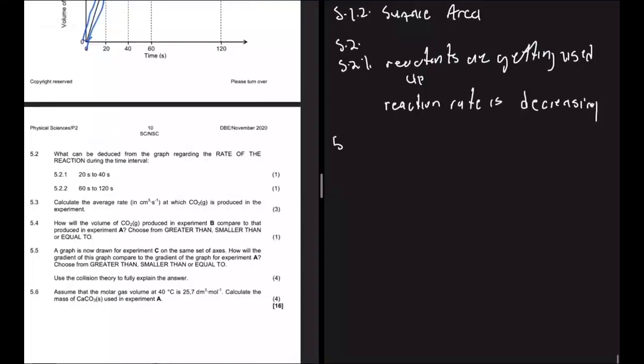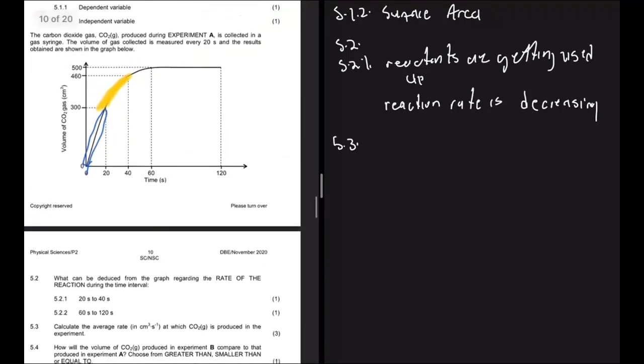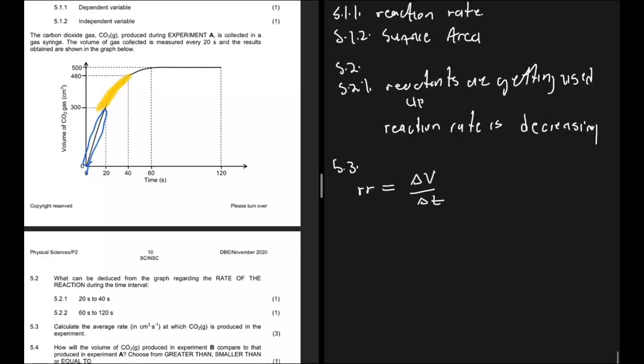And then 5.3 says calculate the average rate in cm³ per second at which CO2 is produced in the experiment. So for CO2 we are given the volume. So our reaction rate will be the change in the volume divided by the change in time. And then we want the average. So when we want the average, we have to consider the entire time interval. If it says between 20 and 40, then we just use the interval 20 and 40. But it said the average, so we have to use the entire interval.